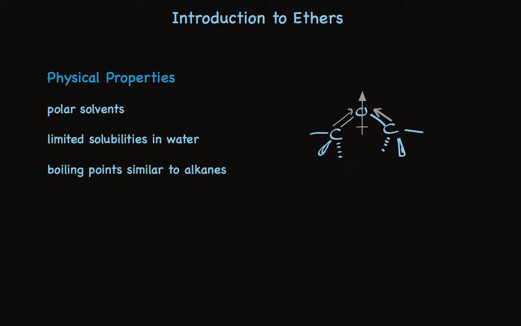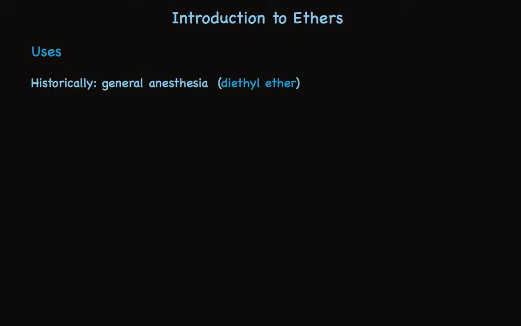Boiling points of ethers are not really elevated compared to alkanes. Diethyl ether has a boiling point of 35 degrees. Pentane has a boiling point of 36 degrees. Historically, diethyl ether was widely used for general anesthesia for quite some time. It's been displaced by compounds that are less harmful to the human body and are less hazardous. Diethyl ether is highly flammable.